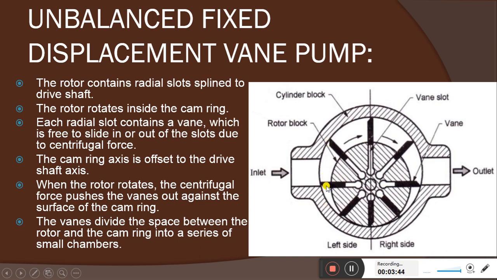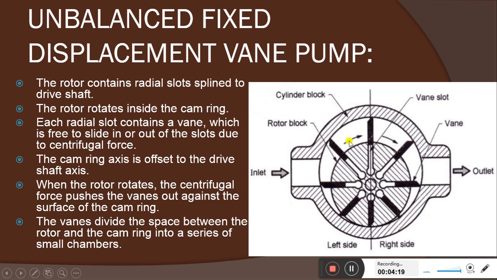In this portion, the volume increases because of the vane movement. The vanes slide over the cam ring, and when they slide over it, the volume increases. This takes away the air or anything present here and creates a partial vacuum, and the volume increases. Because of that, the liquid comes inside, or is sucked in at this portion, because of the partial vacuum.